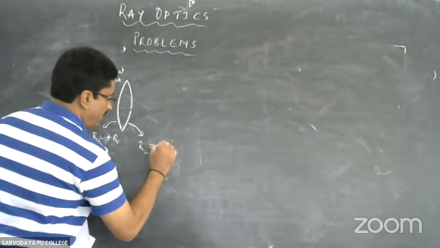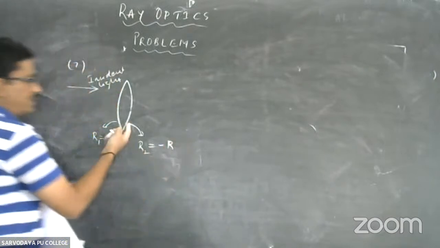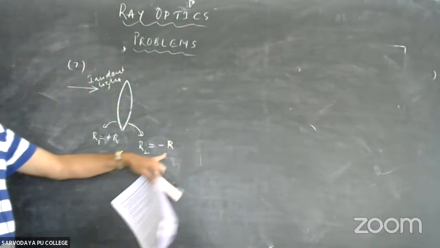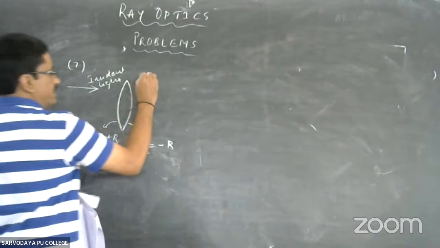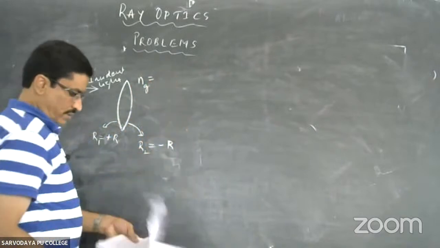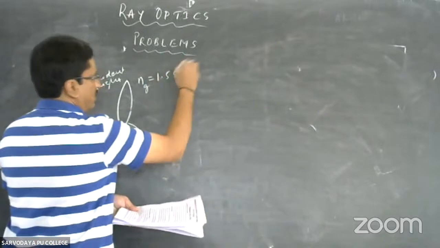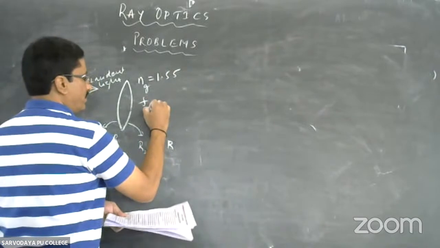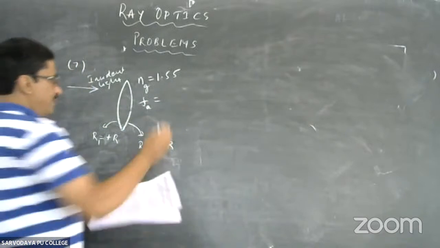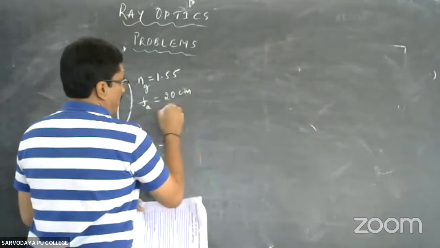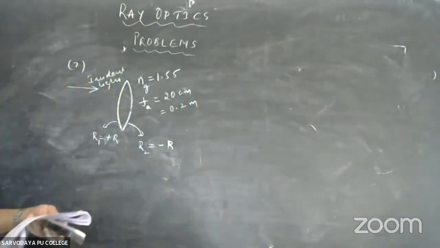That is the radius of curvature of the second surface. Magnitude wise same, but because of the Cartesian sign convention, the sign is different. Okay, that is minus r. The refractive index they have given, which has been used, is 1.55. Focal length also they have given in air, you can say fa, focal length in air, and this is 20 centimeters. Okay, if you want you can take this in meters.